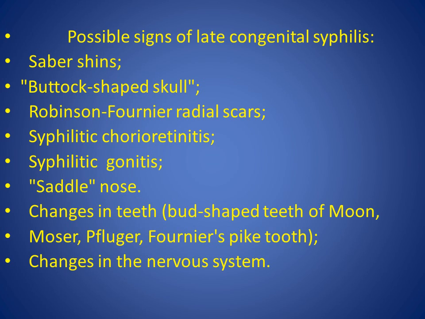Possible signs of late congenital syphilis: saber shins, buttock-shaped skull, Robinson-Fournier radial scar, syphilitic chorioretinitis, syphilitic gonitis, saddle nose, change in teeth, appearance of moon-shaped teeth, Moser, Pfluger, Fournier-Pike teeth, change in the nervous system.